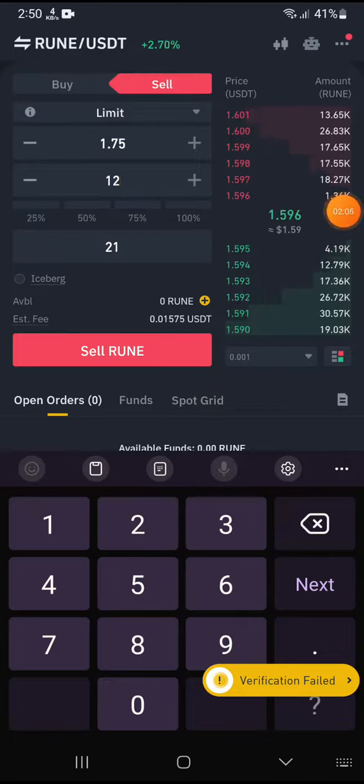I will explain how to deposit money in Binance in the next video. Now I hope you have learned how to buy or sell coins in spot trading on Binance.